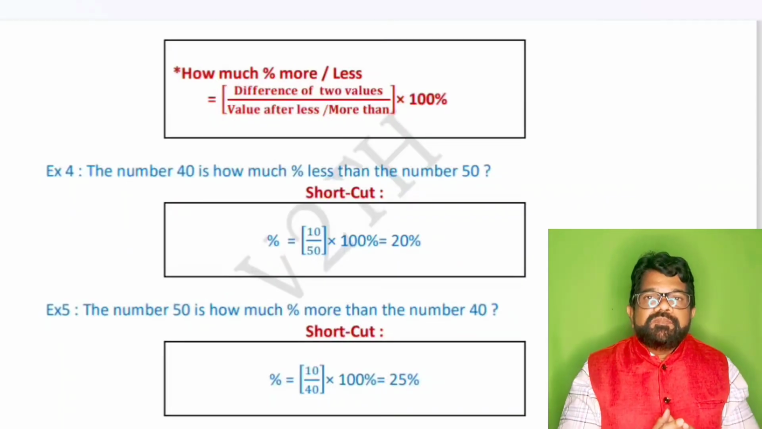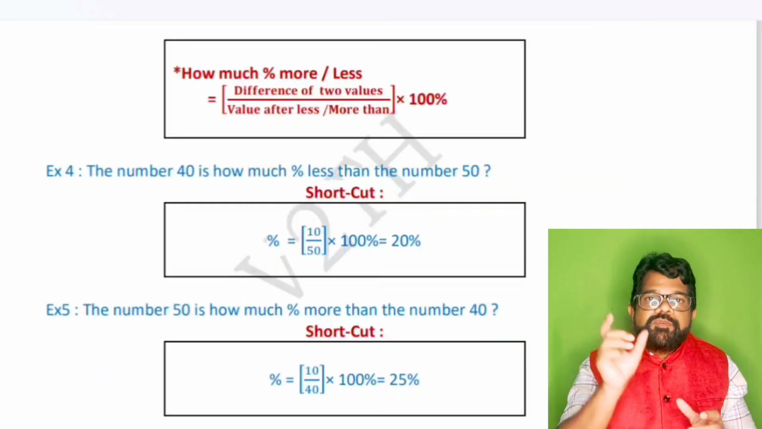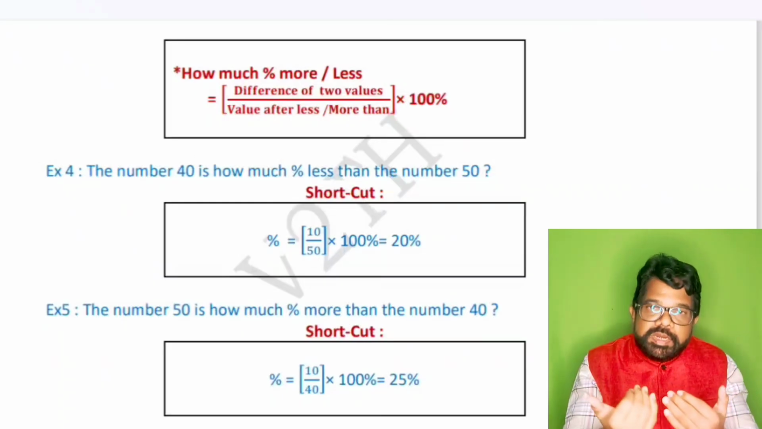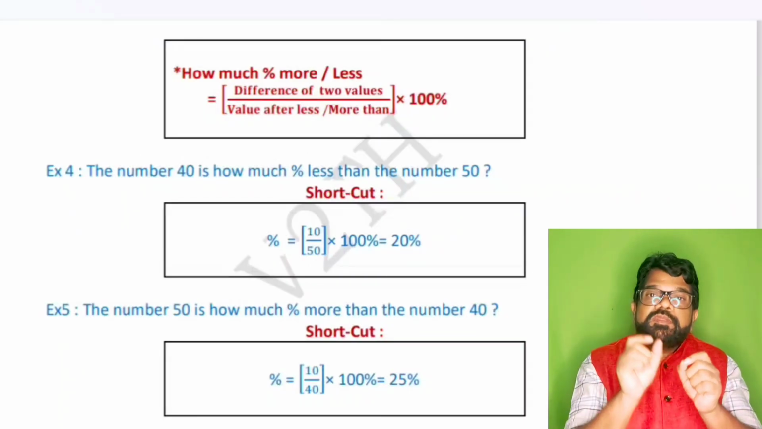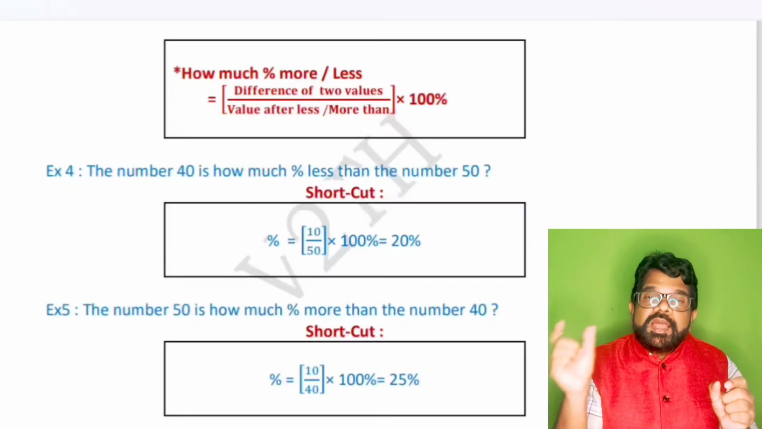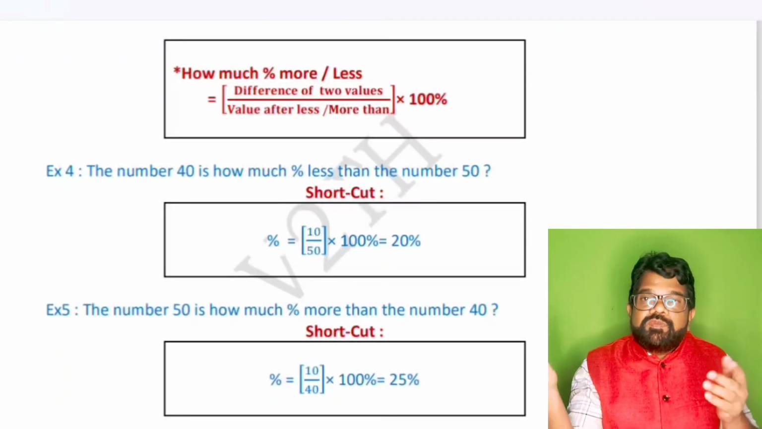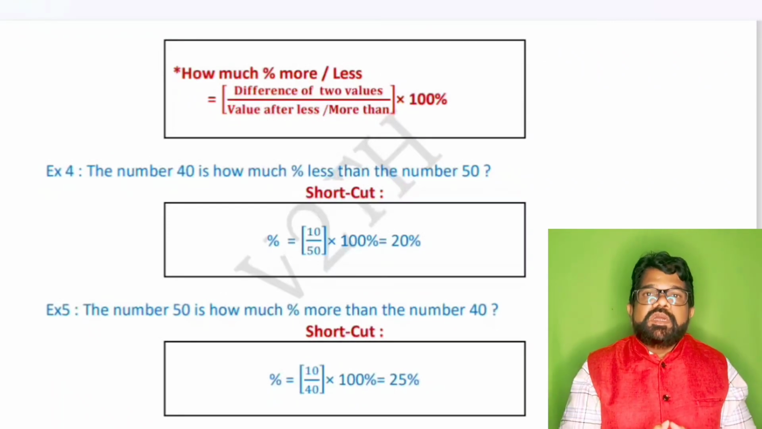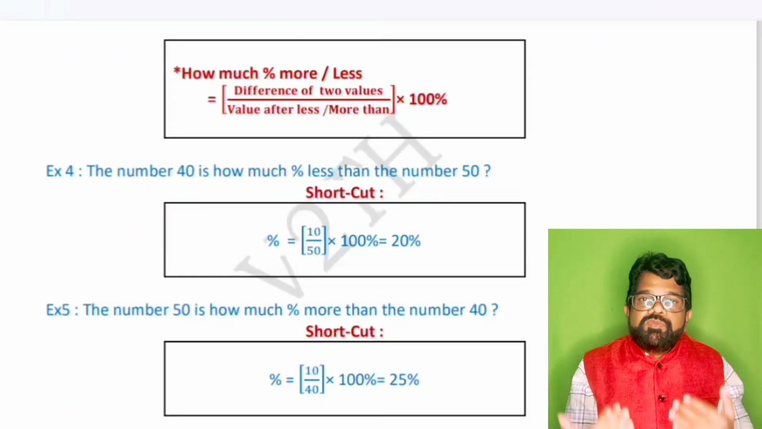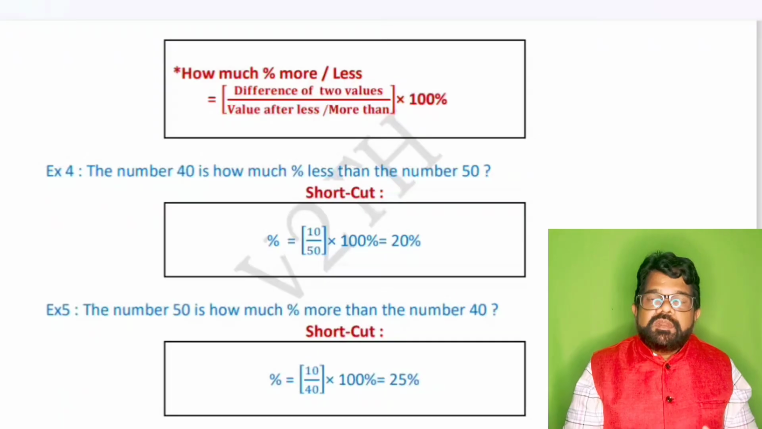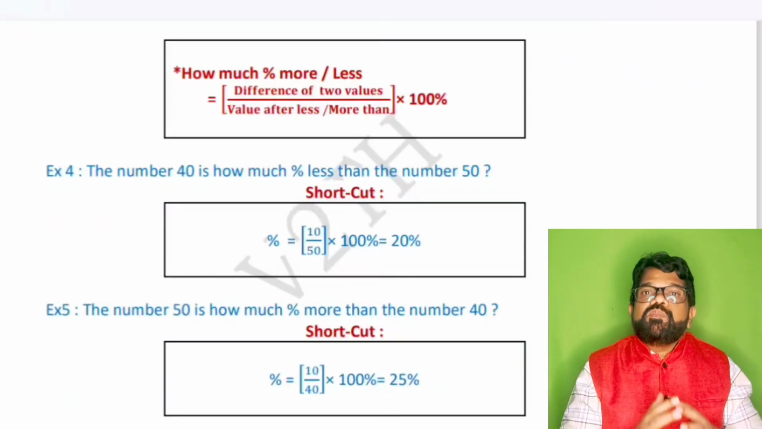Now here 50, 40. How can you calculate the difference? What is the difference of 50 and 40? 10, divided by, in the denominator which value do you have to take? By observing the question, the number 50 is how much percent more than the number 40? More than the number 40, after more than which is given, 40. The number given after less than or after more than, that you have to take in the denominator. So 40. So 10 by 40 into 100. What is 10 by 40? 0, 0 gets cancelled, 4 twenty-fives are 100. So 25%. So the number 50 is how much percent more than 40? 25% more than 40.